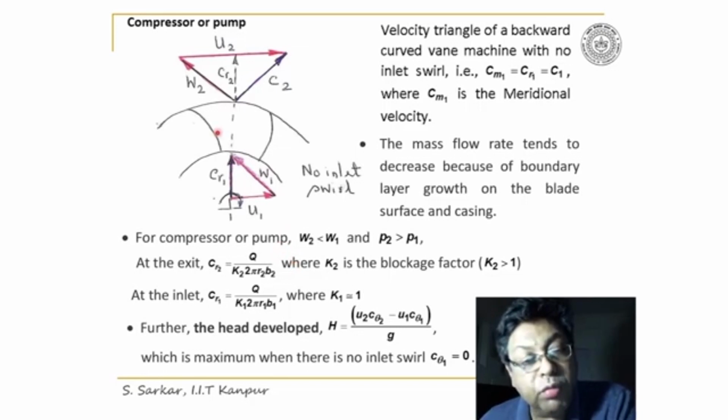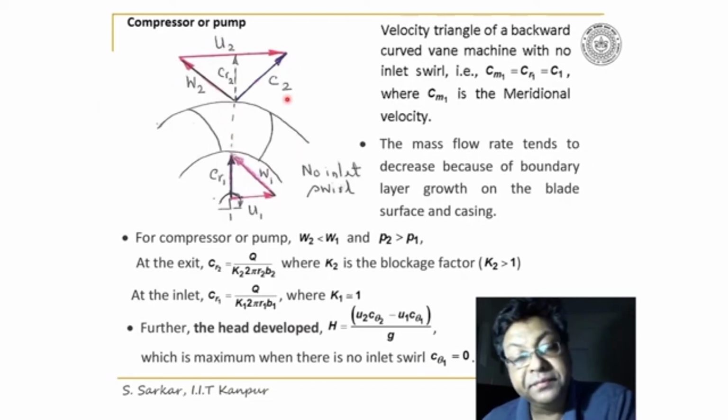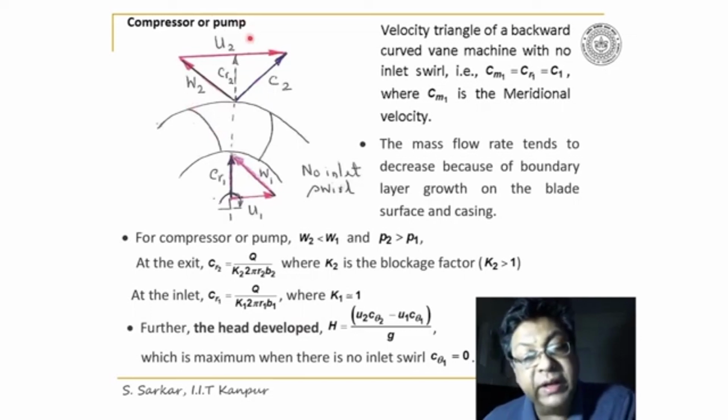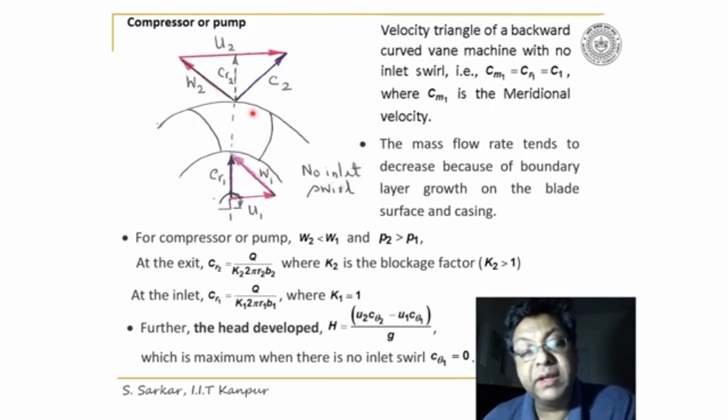Look, W1 and W2, which are the relative velocities, follow the blade curvature. And note again, I am following the rule that W2 plus, vectorially, if you add U2, then you will get C2. So first I have to draw the inlet and exit velocity triangles to analyze something further regarding the head developed by the impeller.